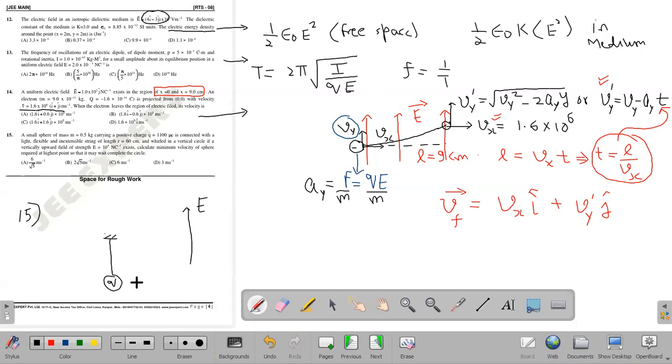Then calculate the minimum velocity of the sphere required at the highest point so that it may complete the circle. Okay, we want this sphere to complete a circle. For that, what should be the velocity at the highest point?